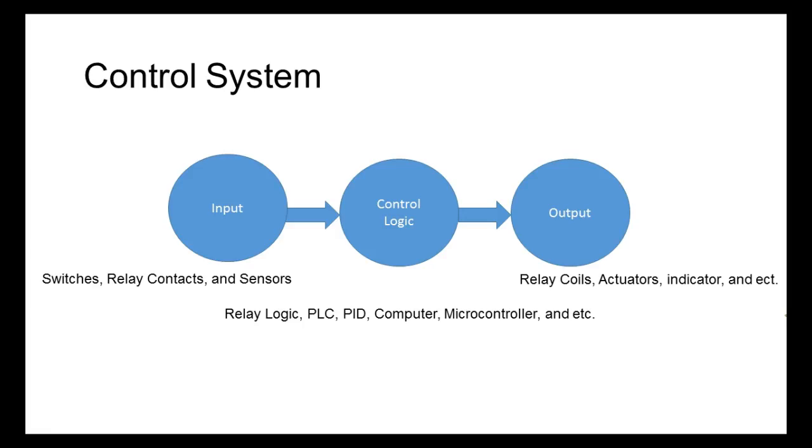This is the basic makeup of a control system. And this is for all control systems. So we have what? Inputs, then we have what? Control, and then we generate what? Output. Your inputs are going to be switches, contacts, sensors. Your control logic is going to be relay logic, which you'll learn about if you take motor control. Could be PLC logic, could be proportional, integral.